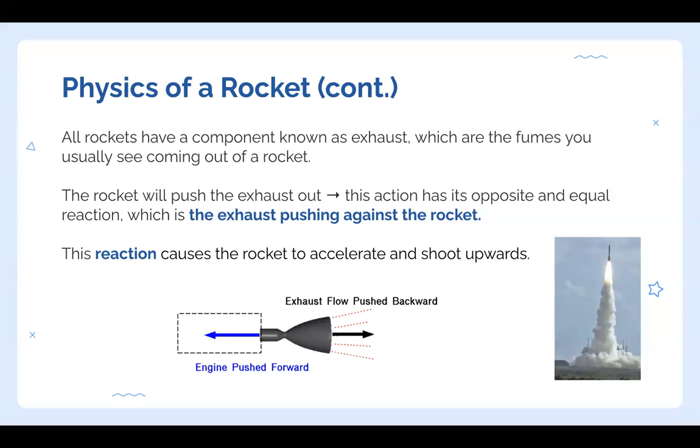Well, all rockets have a component known as exhaust, and the exhaust are the fumes that you usually see coming out of the rocket. So if you look at the photo in the bottom right corner, all of those fumes, that smoke, those are all coming from the exhaust. So the rocket will push the exhaust out. As it goes upwards, it's pushing the exhaust out downwards. And based on Newton's third law, we know that the rocket pushing out the exhaust is going to have its own equal and opposite reaction force, right? This reaction force is the exhaust pushing against the rocket. So the exhaust is going to push upwards against the rocket, and that causes the rocket to shoot upwards and accelerate.